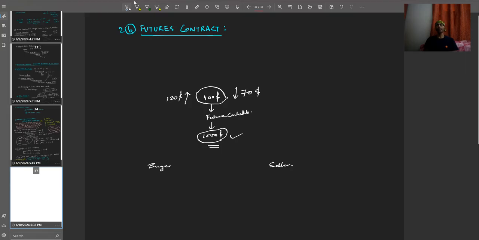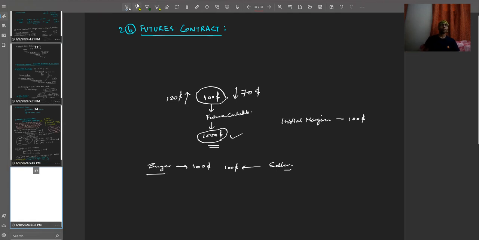Now neither the buyer nor the seller needs to exchange $1,000 to enter into this contract. They just need to pay something called the initial margin. Let's say in this case it is $100. So they both put $100 each in their accounts to enter into this contract. One is on the sell side, one is on the buy side.